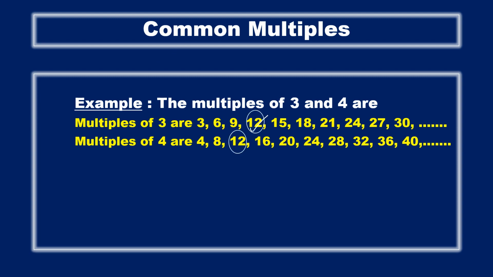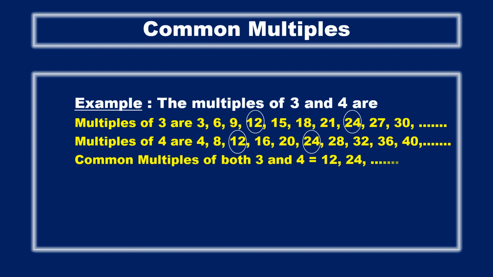12, here in both the multiples you have 12 common. The next number is 24. Here I showed only till 10 multiples, but the next one you will get. So I can write the common multiples of both 3 and 4 as 12, 24, and that's why I have put etc., meaning there are some more common multiples.